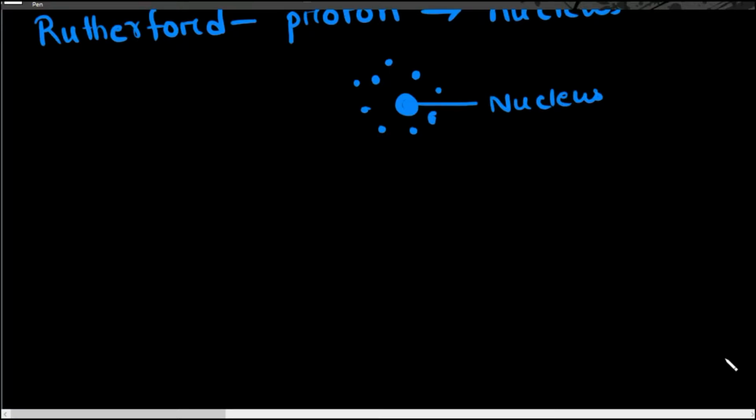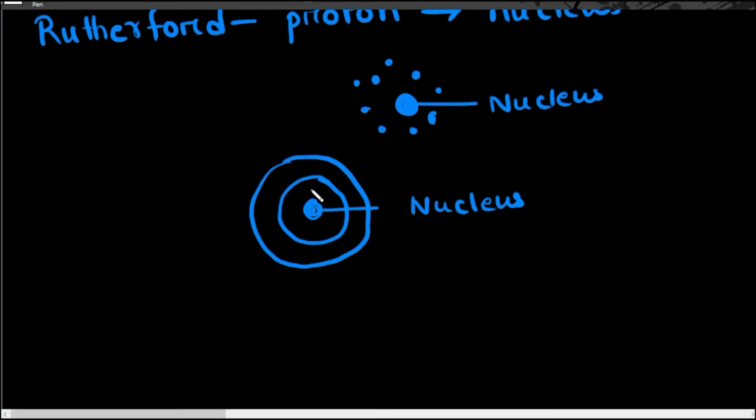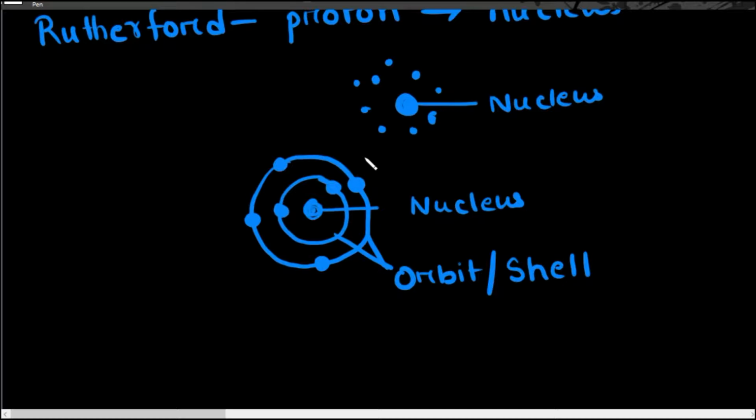So Niels Bohr said that the electrons do not revolve around the nucleus anyhow, but they revolve around the nucleus in definite orbits or shells. So this is the nucleus, and these are the orbits or shells. So orbit or shell, and the electrons revolve around the nucleus in a definite orbit. So through this, Niels Bohr gave the Bohr's model of atom.